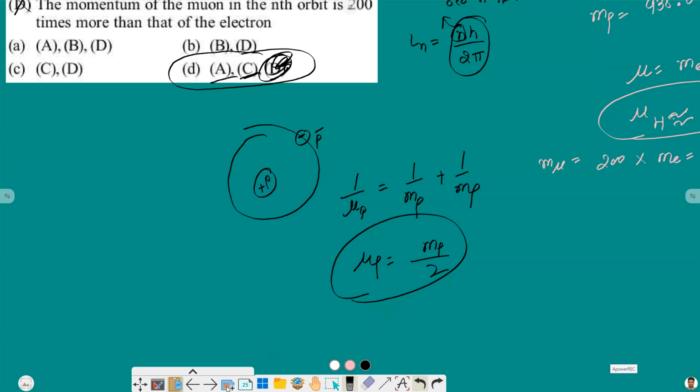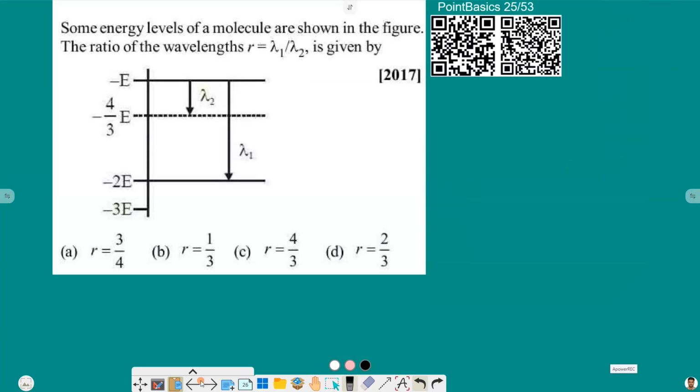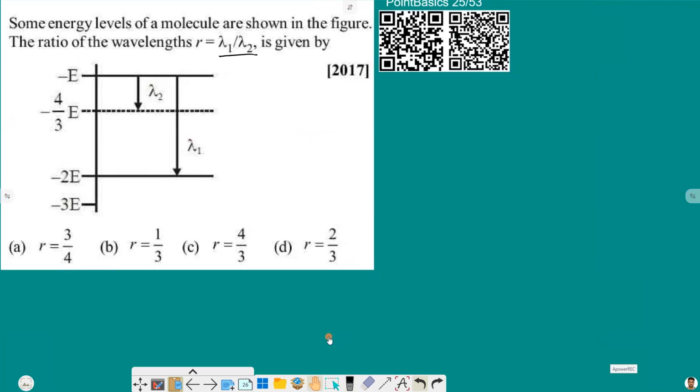Now with this, let's move to the next one. Some energy levels of molecules are shown in the figure. The ratio of wavelengths lambda 1 and lambda 2 will be given by. So let me bring it on the one side. We know that lambda is hc by E. So if we write for lambda 2, then lambda 2 will be hc by the energy difference between these two levels, and that is 1 by 3 E. So basically 3 hc by E.